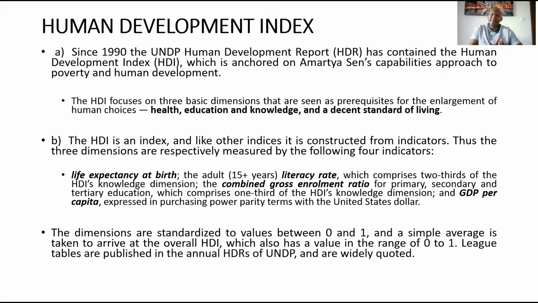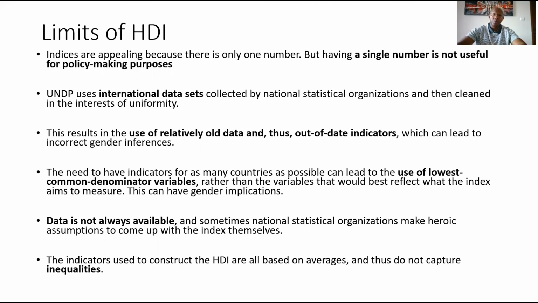Now, the dimensions are then standardized to values between 0 and 1, and a simple average is taken to arrive at an overall Human Development Index, which has a value in the average of 0 to 1. Now, league tables are published on the annual Human Development Reports of UNDP, and they are widely quoted. There are several methodological notes that are also issued by the UNDP, and there is a dedicated website on the Human Development Index that you can look at.